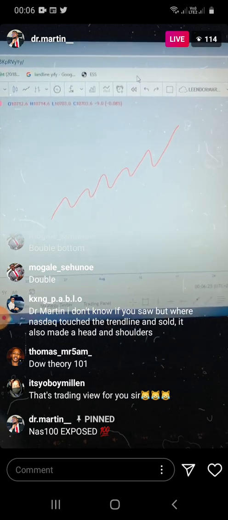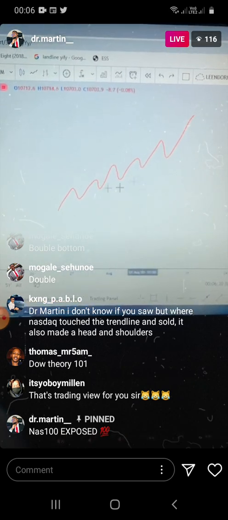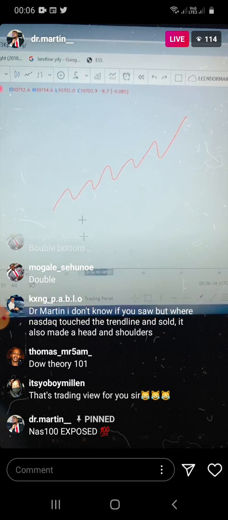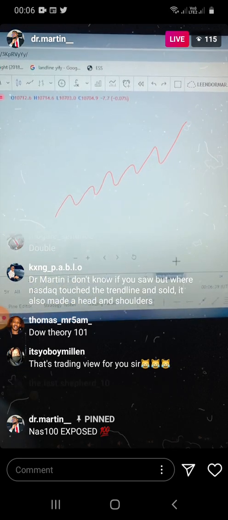No, bro, my TradingView is paid. So I don't have ads on my TradingView, which is why I'm shocked. I don't have ads because this is the paid version of it. I hardly get those things, which is why I'm shocked right now.